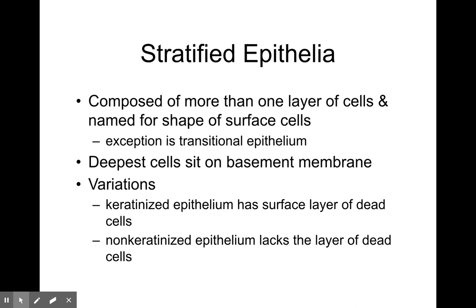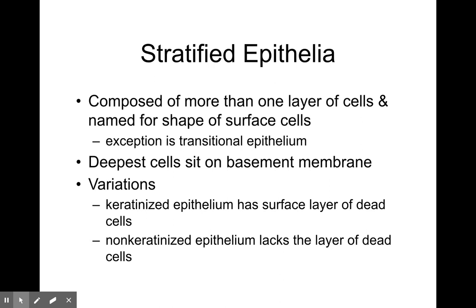You do not need to write these down. You're not responsible for this information. This is just an overview of stratified epithelium. It's composed of one or more layers of cells. We have one exception, which is transitional. The deepest cells are on a basement membrane, and we're going to see variations.